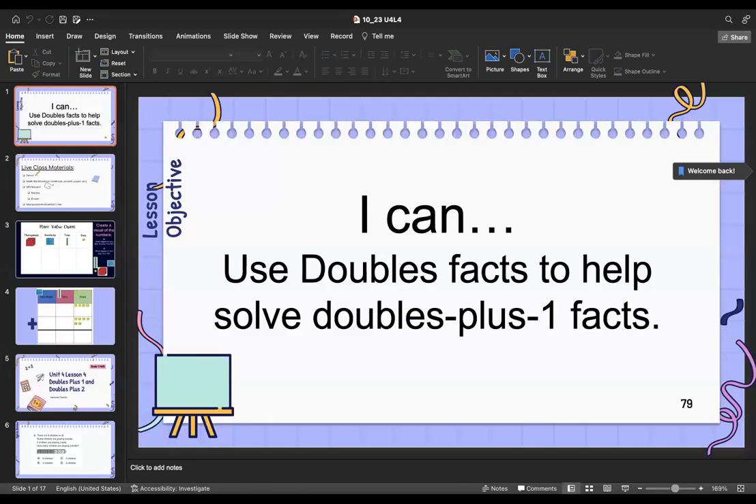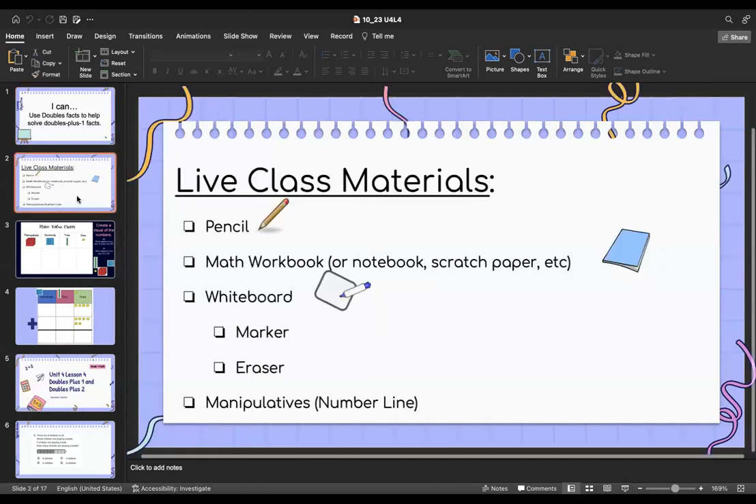Hello and welcome. Today we're going to be working on I can use double facts to help solve double plus one facts. So we're going to get into this. I want you to double check. You can go and get your class materials. You always have to have your class materials just because it will help you navigate through the lesson a little bit easier.